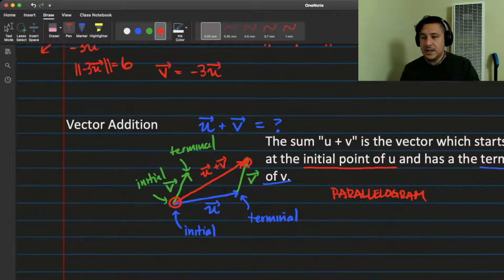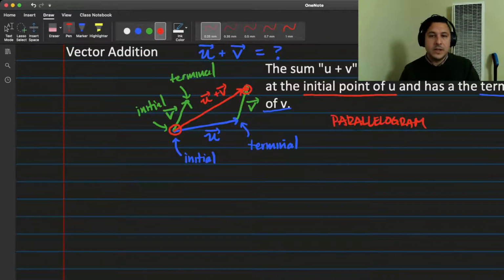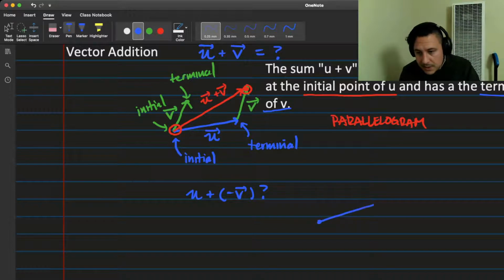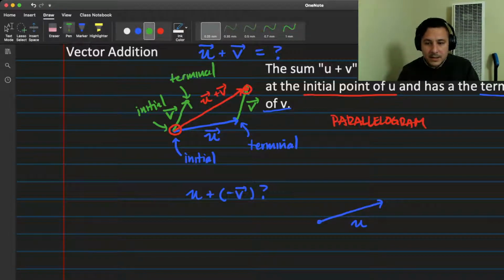And there's some interesting things that you can do with this. You can start wondering, like, what does u plus negative v look like? Okay, and we can draw the picture. So let's say u is like this. And let's say that v looks like this.